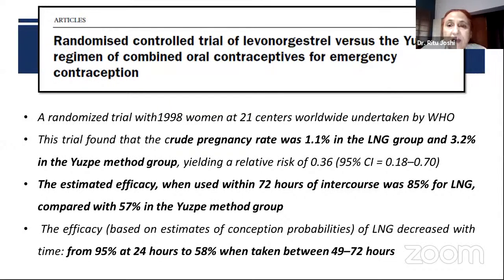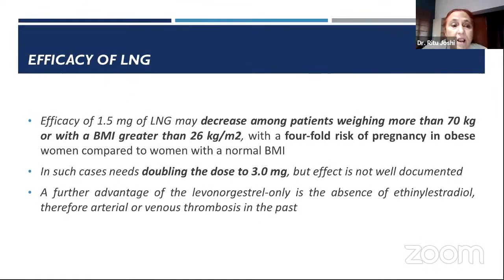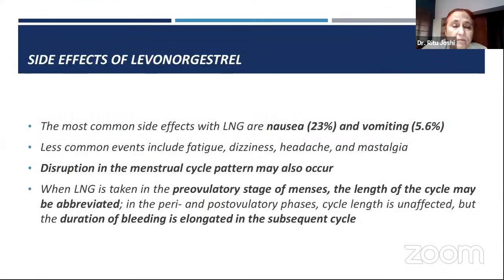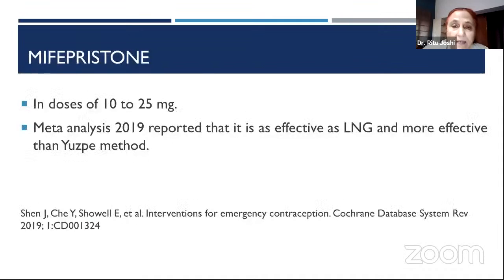There have been a lot of trials comparing the two, and they found that LNG was far better than the Yuzpe regime which we were using, and it is very effective in a lot of women even when their weight was more than 70 kgs. The side effects were less, but there was nausea and vomiting. They did disrupt the menstrual cycle pattern, and when taken in the pre-ovulatory phase, the length of the cycle may be abbreviated, or the length is unaffected but the duration of bleeding is elongated, so that the periods become prolonged for a very long time.